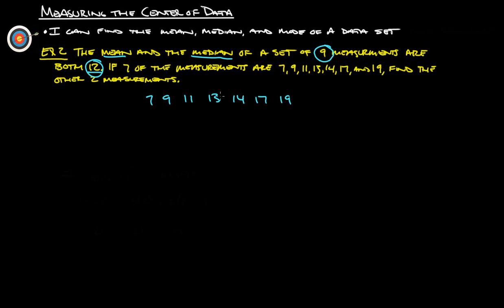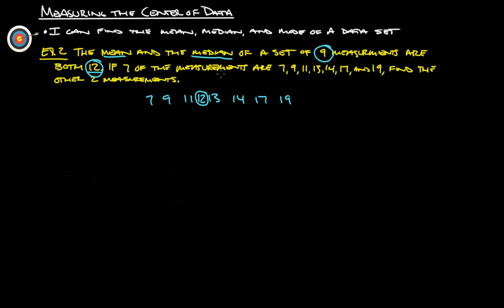So if there's 9, that means there's going to be 4 above and 4 below, right? So 12 we know has to be in there, so 12 has to fit in right here. Okay, so then there's 1, 2, 3, 4 above, and there's 1, 2, 3. There's going to be another number that's going to be less than 12 that's going to fit in here to make the last number.